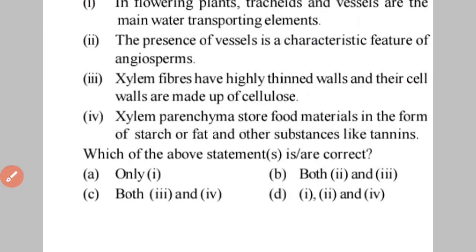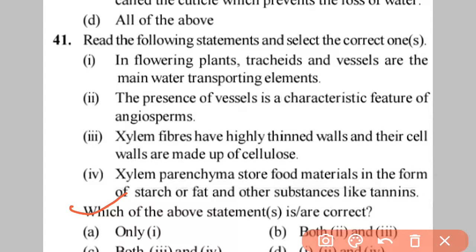Let's move on. Question number 41. Question number 41 is, read the following statements and select the correct one. So here we have to find the correct one. Let's check the question first. Which of the following is correct? Yeah, here we have to find the correct one. So option 1 is, in flowering plants, tracheids and vessels are main water transporting elements. Second one is, the presence of vessels is a characteristic feature of angiosperms.